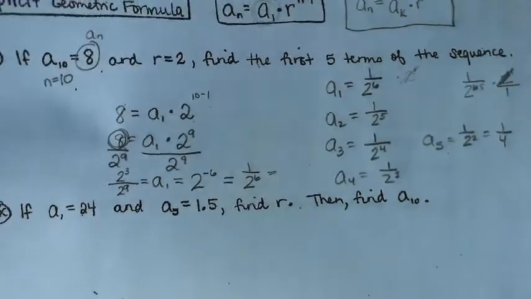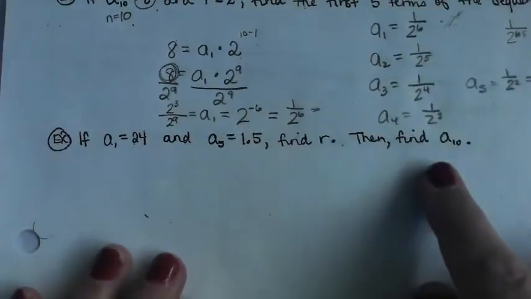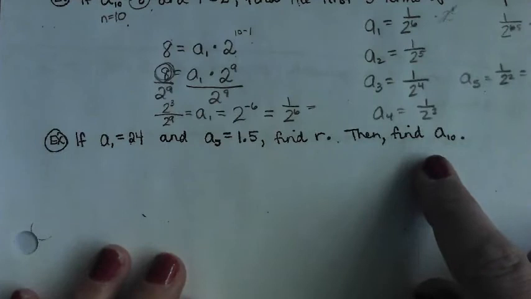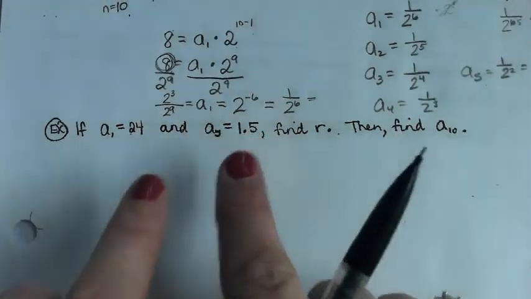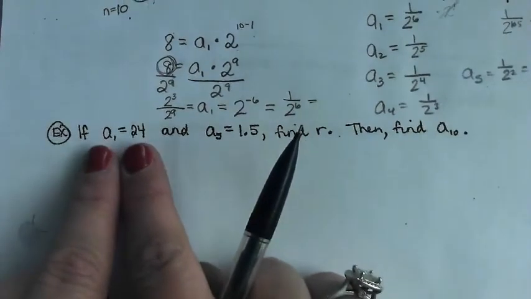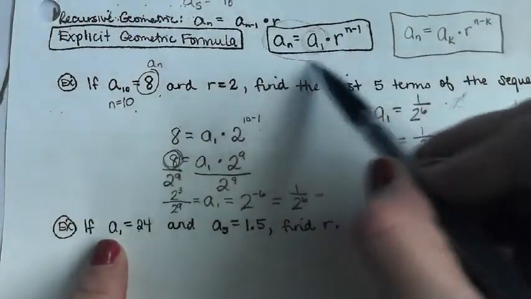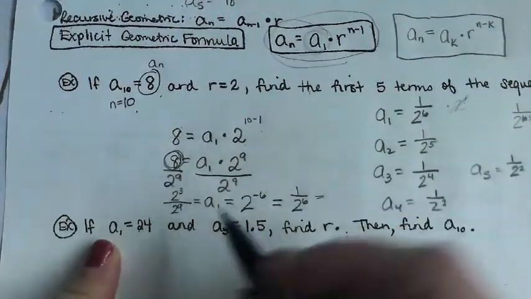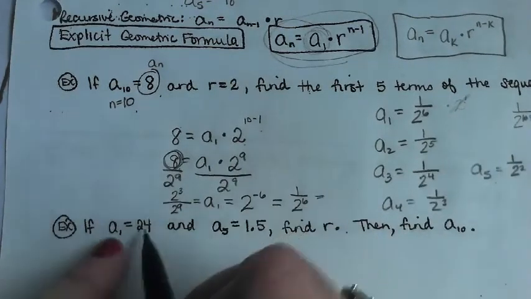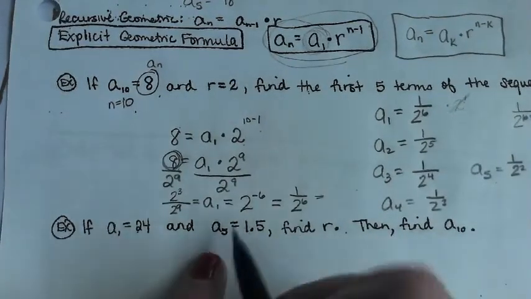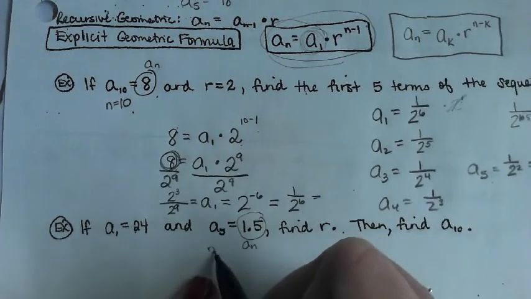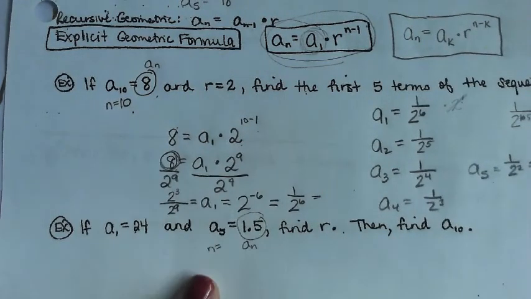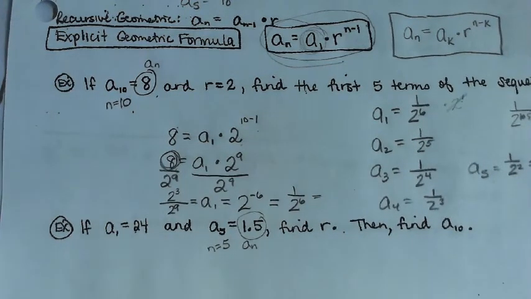Okay? The next exercise wants us to find the 10th term. It's given us the 1st and the 5th. So we are lucky they've given us the 1st term, so we can focus on this formula. But let's identify. Obviously, the a sub 1 takes care of itself. 1.5 is our a sub n, and what's our value of n? 5. We're dealing with the 5th term, and that 5th term is 1.5.